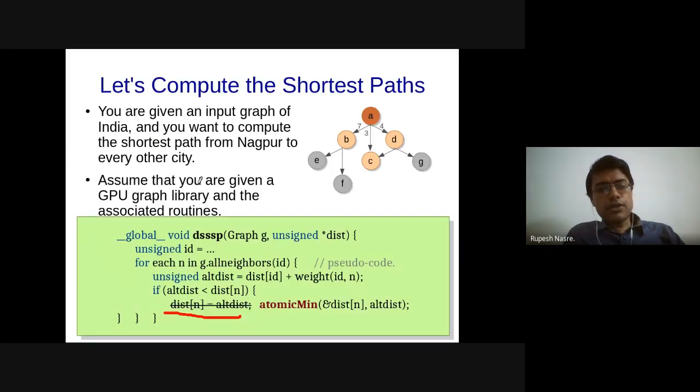So here the shortest paths we can compute instead of the direct assignment, because multiple threads can write to the same memory location like this, and therefore we need to guard it using an atomic instruction. And as soon as you replace it with atomic minimum, that is going to ensure that this distance of n is going to be checked against the alternative distance, and if the alternative distance is smaller, then distance of n is going to get updated with the alternative distance. This operation is atomically done. So this is how we fix the shortest path code also.